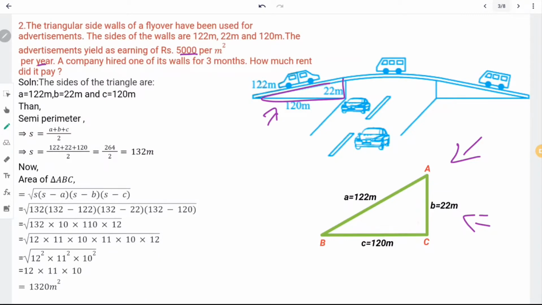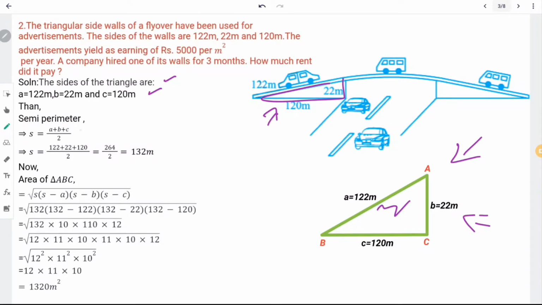So per meter square might be just this much. For this much area, it costs 5,000 in 1 year. We also find how much it will cost them for 3 months if they use the whole wall. First, we have to find the area of this triangle. The sides of the triangle are A, B, and C, so we'll use Heron's formula once again.